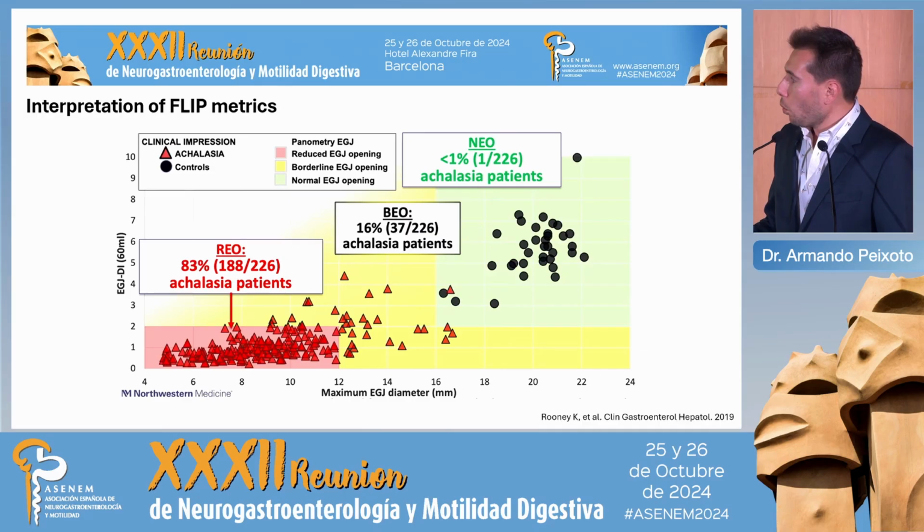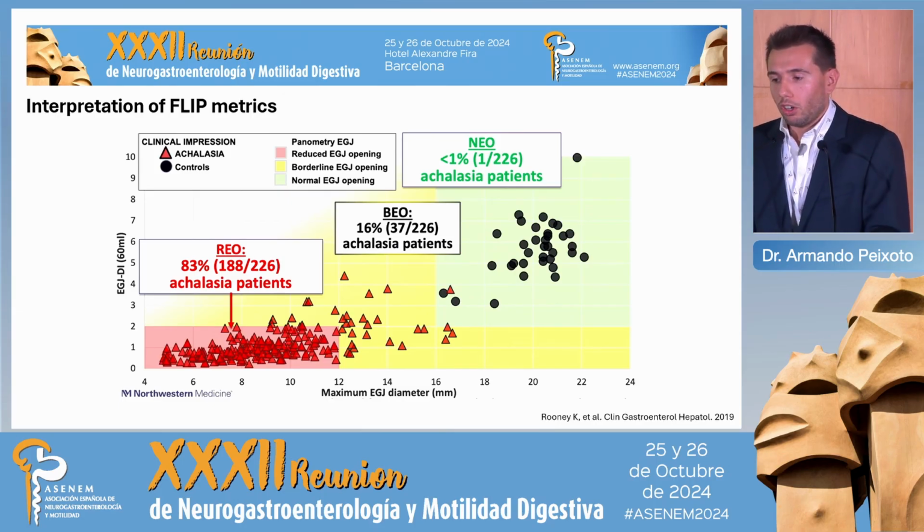This is to show you, when we compare the dynamics of the opening of the EGJ with manometry in patients with definitive achalasia, we can see that with ENDOFLIP, using cutoffs of less than 2 in distensibility index or a diameter of less than 12 millimeters, we almost never miss a diagnosis of achalasia. And most of the times when we don't reach these values, it's in a borderline area, and almost no cases of achalasia are missed when you use these dynamics compared to the definitive diagnosis of achalasia.